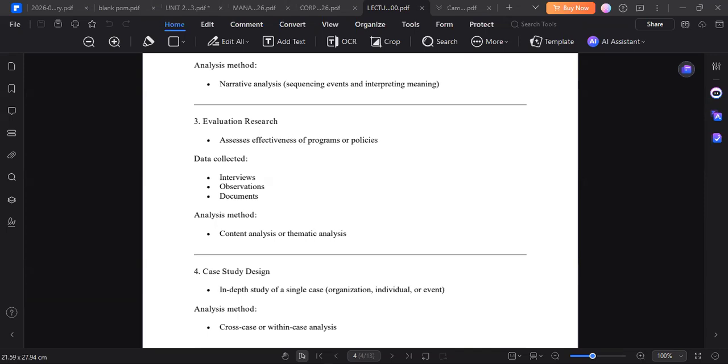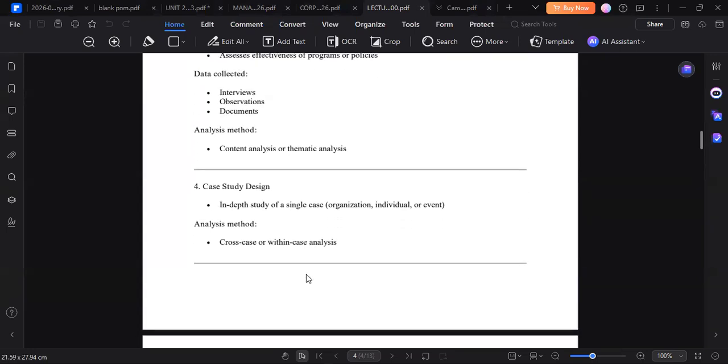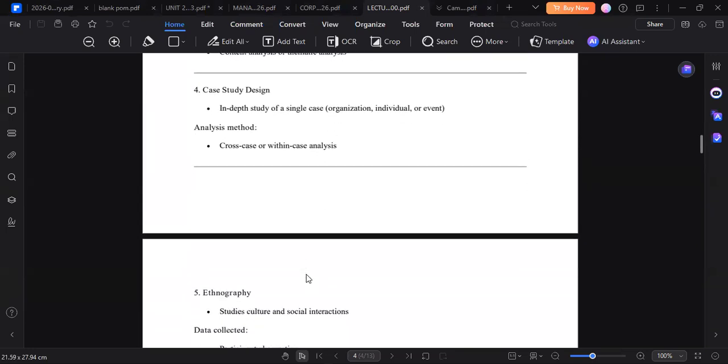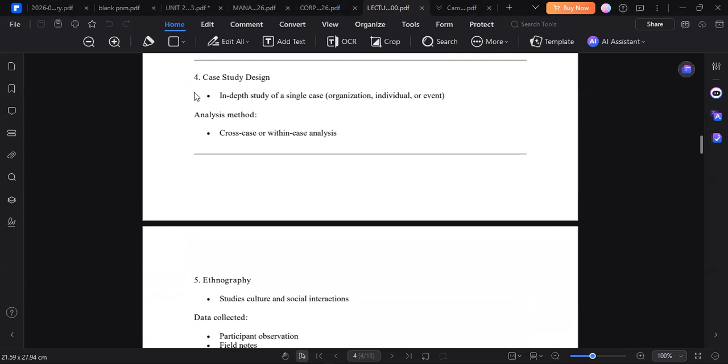So we're looking at evaluation research. So please, at your workplaces, get to apply this kind. So we also have what we call case studies and ethnography. Okay. So what is a case study, or what is involved in a case study?